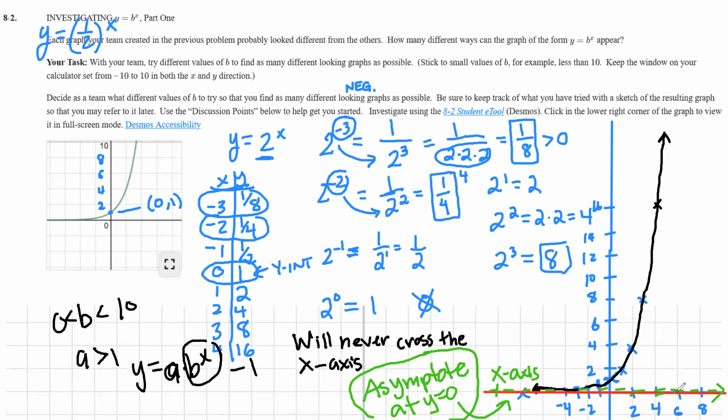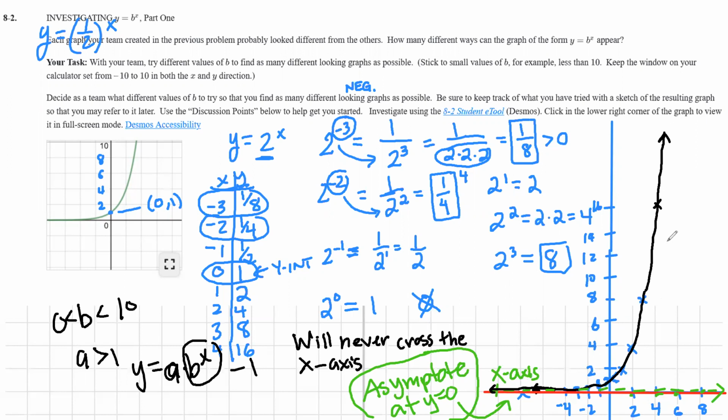2, 0, 4, 0, 6, 0, 8, 0. So we have an asymptote there. That means this graph will never cross that asymptote. It'll get closer and closer, right? Like this graph's going to get closer and closer and really close, but it will never cross the x-axis. And that's a super important concept.